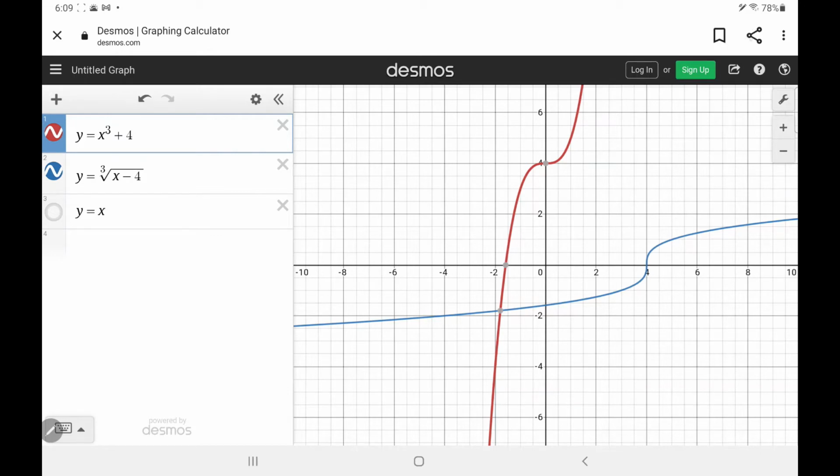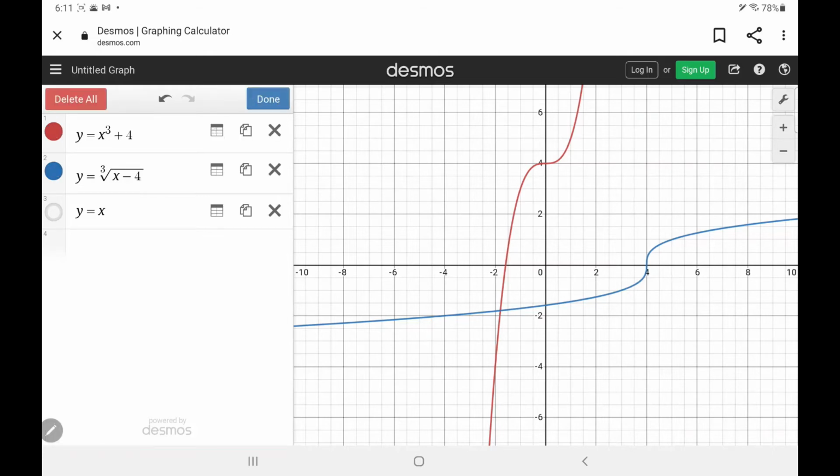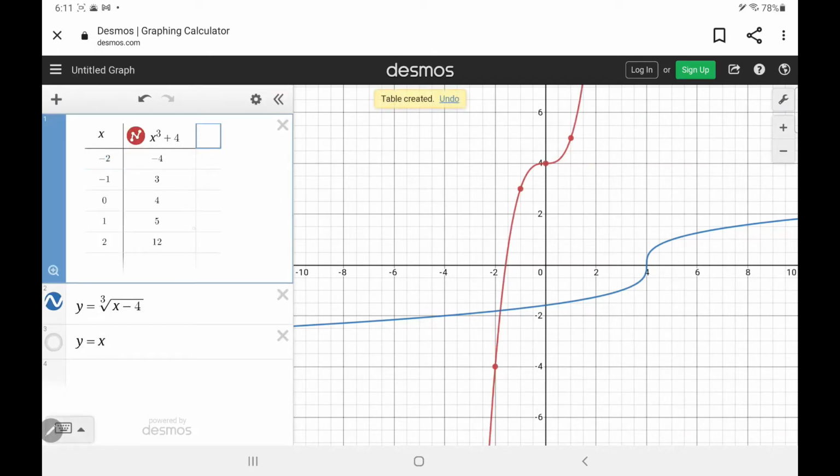Let me just show you one second. Let me show you how you can make the function into a table. So if you come up here to settings, you can click on this one that says table, and then you can see some actual points. And the nice thing is you can pick out the ones that are good whole numbers, like negative 2, negative 4, negative 1, 3, 0, 4. These are the points that you could plot. Because remember, on our worksheet, we need to actually plot the points, okay?